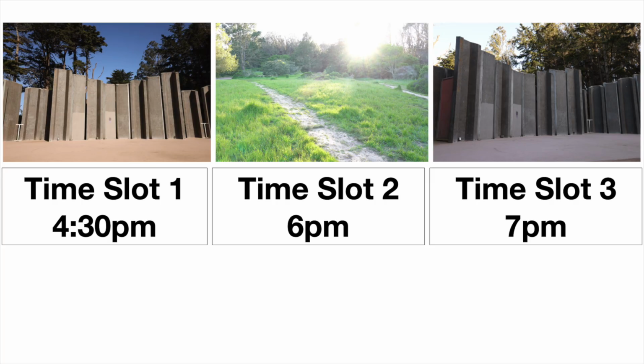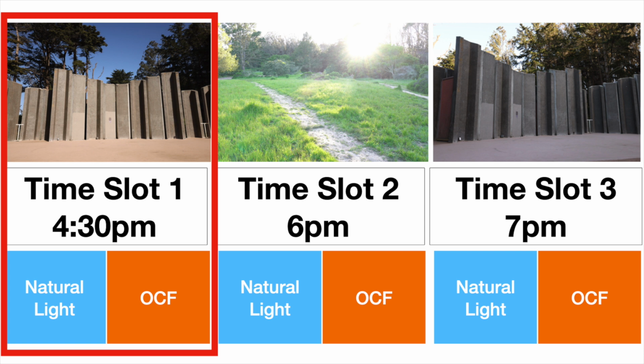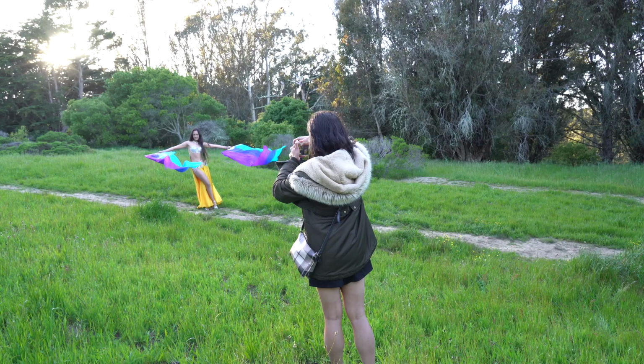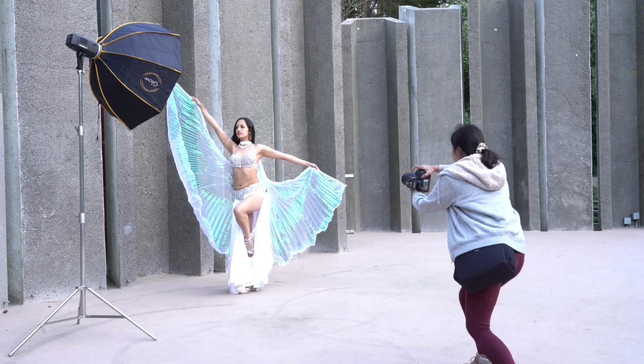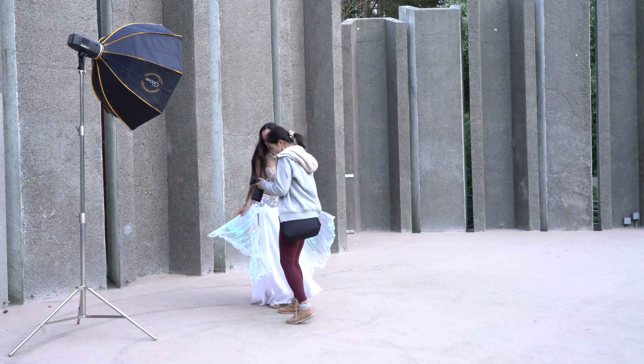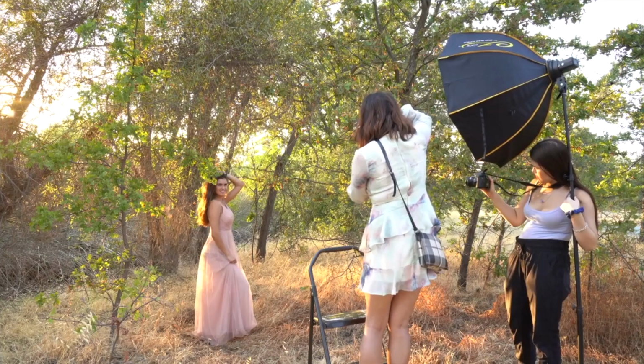As the intensity and the angle of the ambient light will change as time goes by, I have to change my camera settings accordingly. I'm dividing this photo shoot into 3 time slots, and in each time slot, I'll be doing both the natural light version and the off-camera flash version, and then I'll compare the result. Time slot 1, late afternoon bright light. Time slot 2, backlit photos in golden hour. In time slot 3, we returned to the same location as in time slot 1, but it has become a complete shade. In this video, we'll focus on time slot 1. Time slots 2 and 3 will be in the next video.